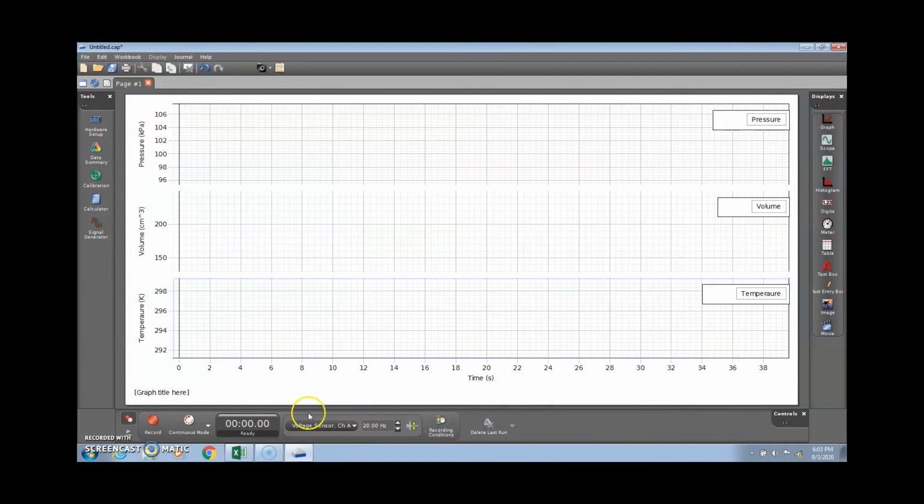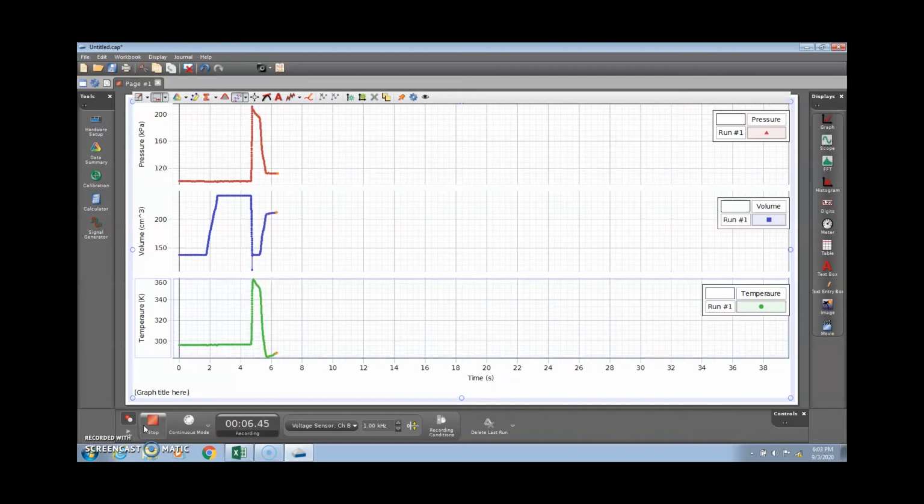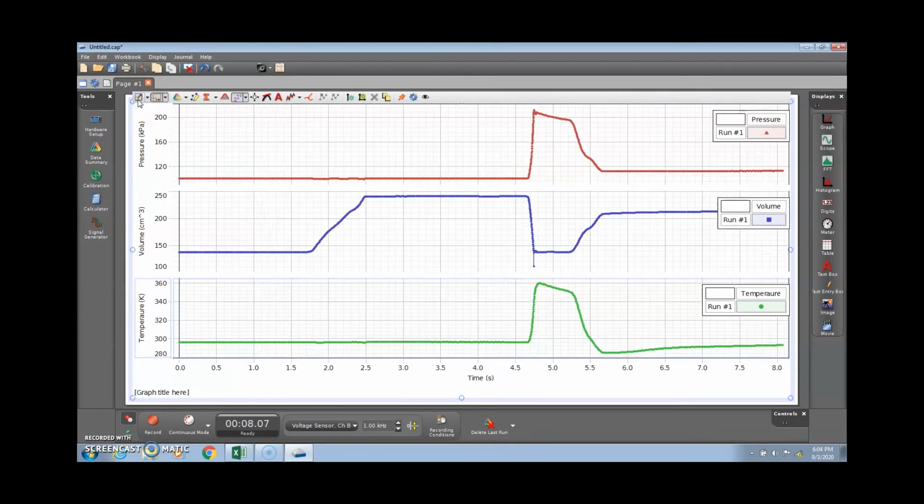Now I'm ready to start, but I have to make sure that this is set to a very high frequency. I'm going to set it to 1000 Hertz, and the other channels will also be at 1000 Hertz. And I'm going to record. Okay, that looks good.